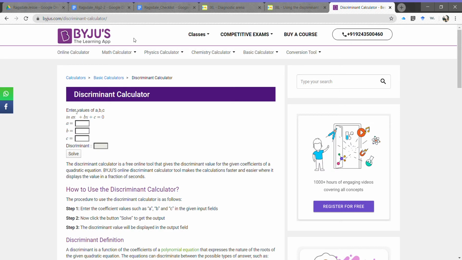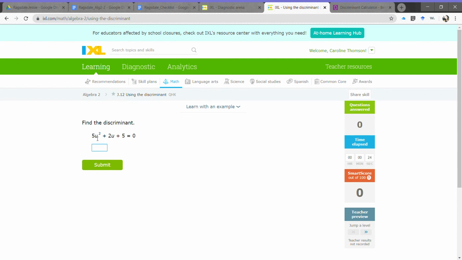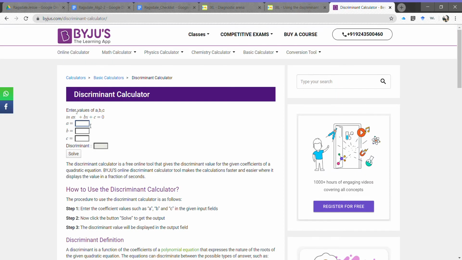Okay, so you need to look up this calculator and see it says ax squared plus bx plus c equals 0. And then below it says a equals, b equals, and c equals. So in this, we have a 5 in front of our u squared, a 2 in front of our u, and then just a 5. So our a is going to be that first 5, and our c is going to be, oh wait, our b is going to be 2, and then our c is going to be our second 5.